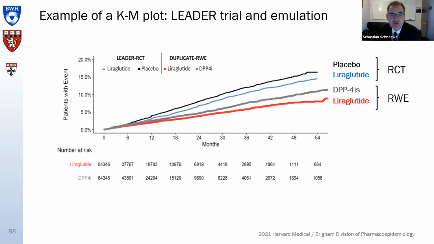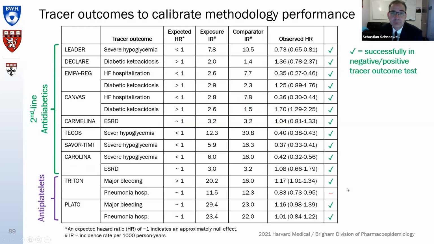sensitivity endpoint definitions. This is a typical Kaplan-Meier plot where we see the upper 2 lines are the experiences in the LEADER randomized controlled trial, where the black line is the placebo, blue is liraglutide, and then you see kind of shifted downwards in the incidence rate of stroke, the DPP-4 inhibitor, which we use to emulate the placebo, for the 3-point MACE endpoint, and then in red we see the liraglutide in the real world evidence. But you see the proportionality actually mimics quite nicely the randomized controlled trial.